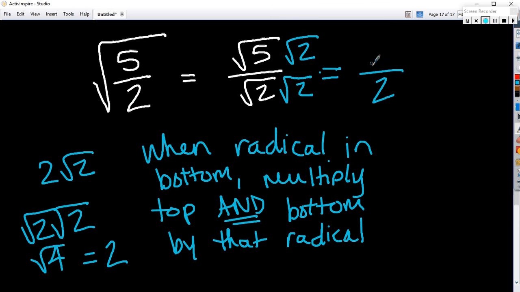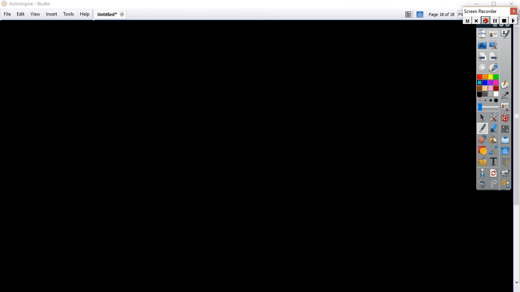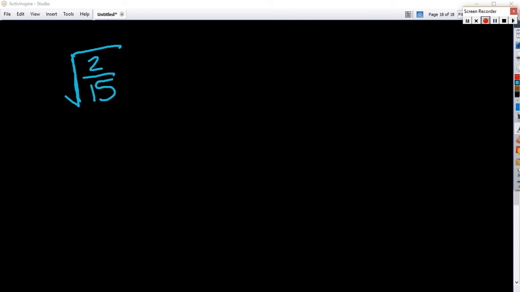Up top, I would end up with the square root of 10. And then, of course, I would have to go back and look at my radical to see if I could simplify it any. Next one: square root of 2 over 15. Split it up. Are either one of those perfect squares? No.